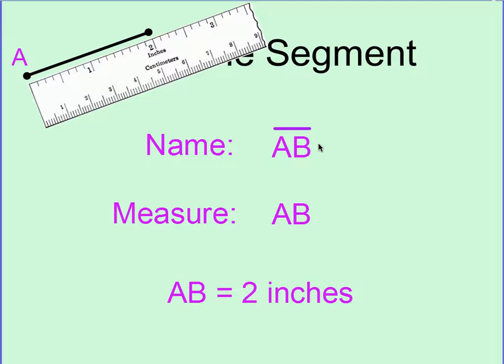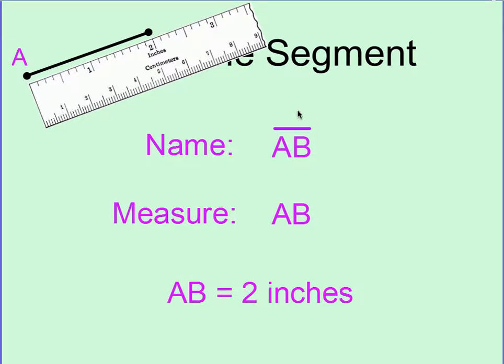A segment's name and its measure are every bit as different as your own name and your height. If somebody named John is 6 feet tall, you wouldn't say John equals 6. That doesn't really make sense. So you need to say John's height is 6, or John is 6 feet tall, right? Well, the same thing goes with a name and measure for a segment.